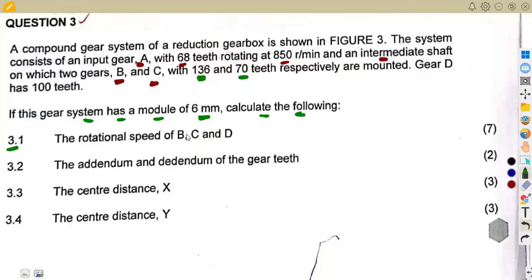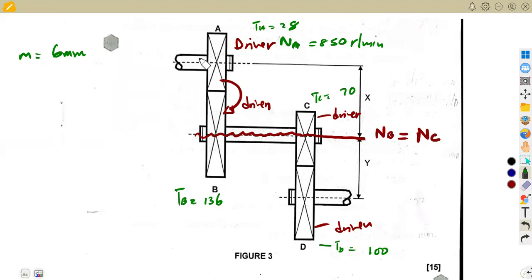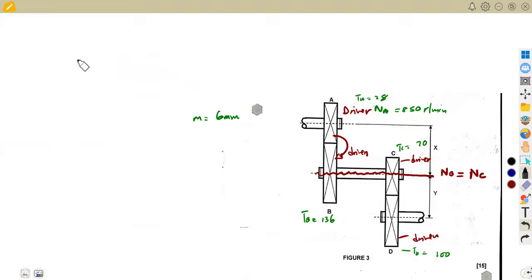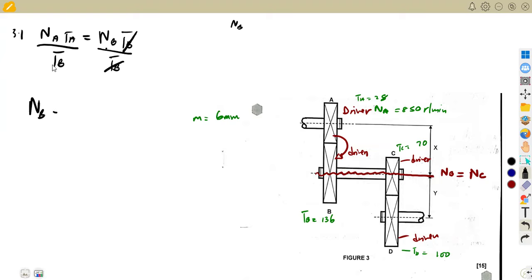The first question was the rotational speed at B, C, and D, 7 marks for that. So how can we find the rotational speed at B, at C, and at D? Remember, from the product of the speed and the number of teeth, we can calculate the speed at B, C, and so forth. So let us start with B. Remember, the product of NA times TA, which is the driver, is equal to the product NB TB, the driven one. As we want NB, we divide by TB on both sides. So our NB is going to be NA times TA over TB. That means our NB is going to be NA.